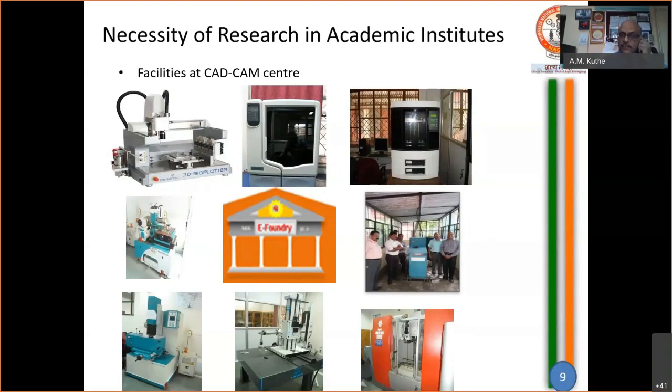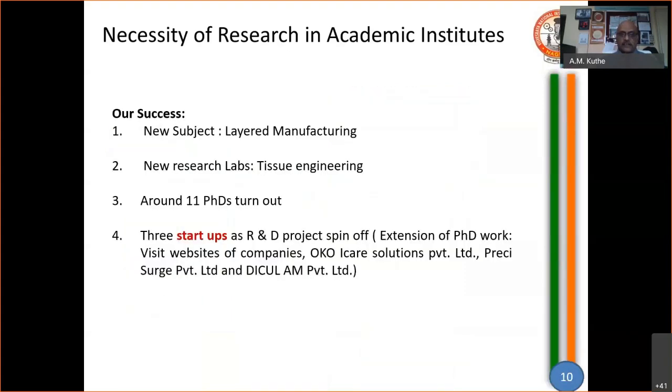You'll find that these machines are unique in the sense that they help the students to think of research and innovation. One of the machines we have, the 3D bioplotter, has only two installations in India. One is in IIT Kharagpur, another one is at VNIT. So the students get exposure to such state-of-the-art facilities. What is our success? We have run a new subject called layer manufacturing. We have established a research lab called tissue engineering. Around 11 PhDs have turned out through this CAD/CAM center.